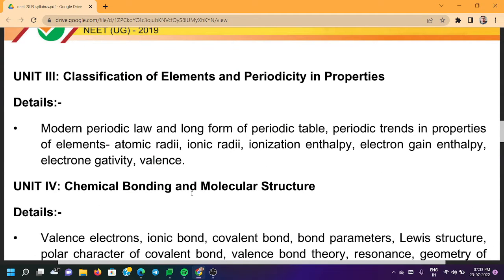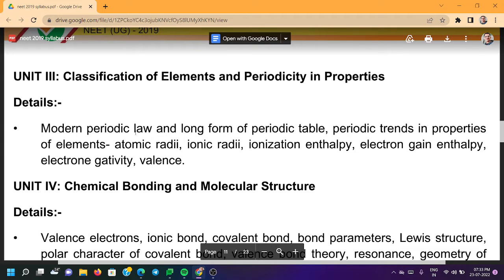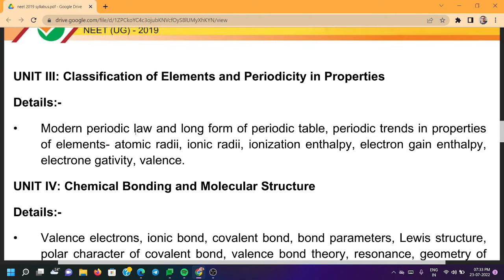Class 11 Chemistry, Unit 3: Classification of Elements and Periodicity in Properties. Modern periodic law and long form of periodic table, periodic trends in properties of elements, that is, atomic radii, ionic radii, ionization enthalpy, electron gain enthalpy, electronegativity, valence.